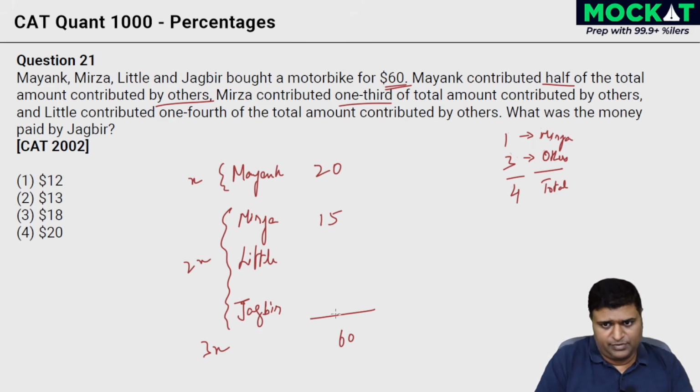If 1/4 is contributed by others, then you're 1/5 of the total, and 1/5 of 60 comes to 12. And these 3 are going to add up to 47. So the remaining $13 is what has been contributed by Jagbir, right? Option 2 becomes the answer here.